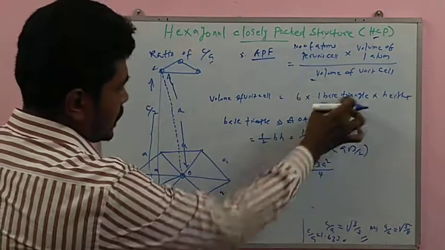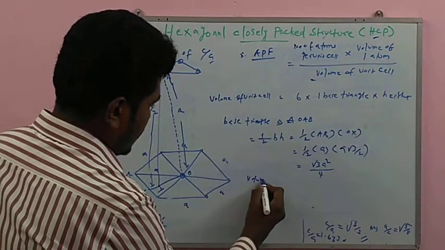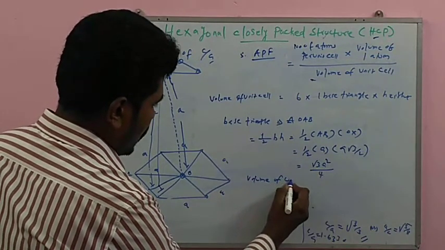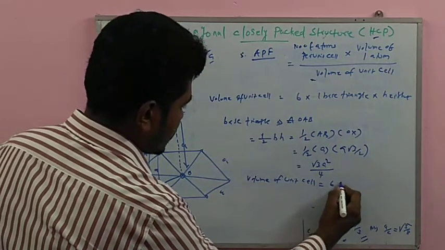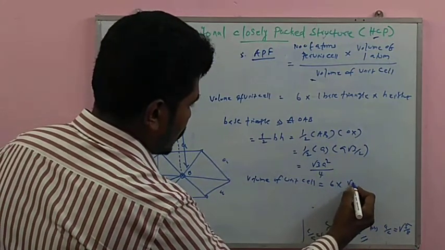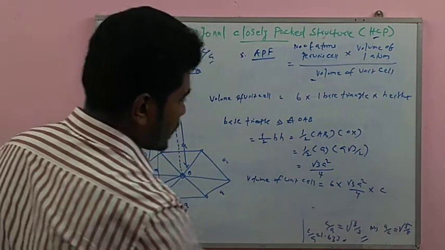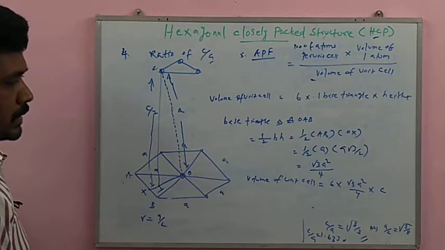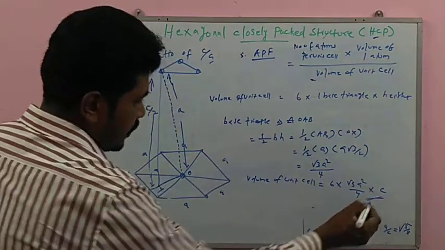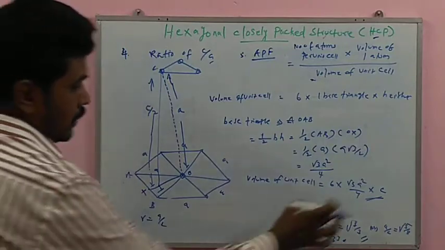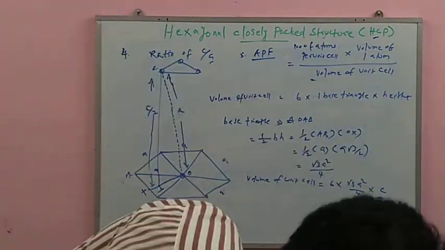Now substituting this value here, volume of unit cell is equal to 6 into root 3 A square by 4 into height. Height means C. C is the total height value. Understand? Now we can easily find the volume of unit cell. Now substituting this value here, we easily find the values.